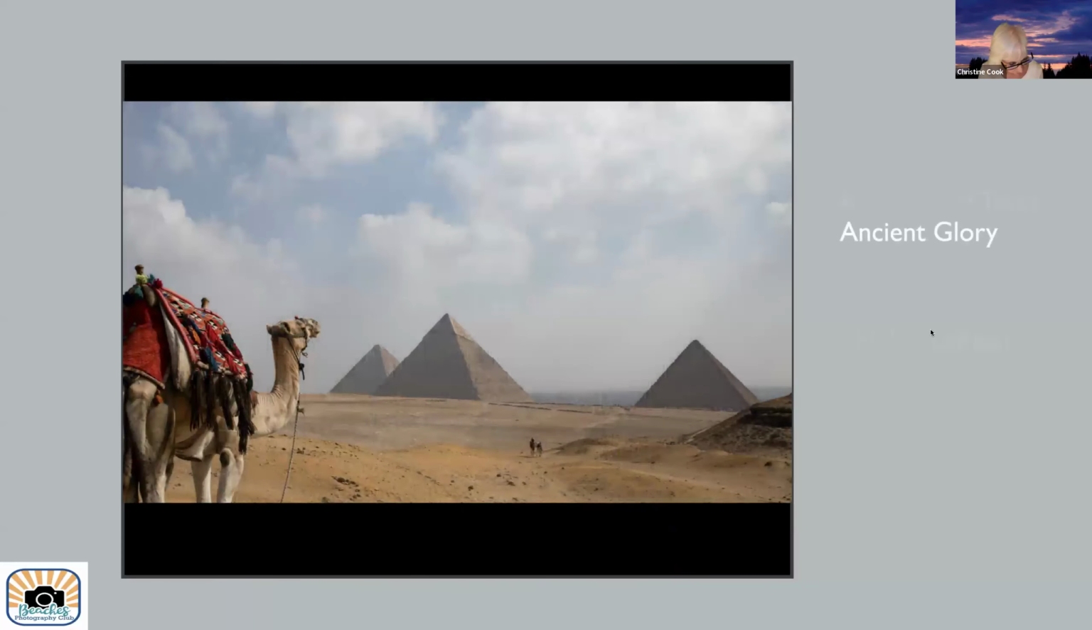And this one's called Ancient Glory. I like the fact that the camel is coming in from the left-hand side. It could have been coming in from the right, but the fact that he's entering the scene makes a nice story. And there you have the pyramids.